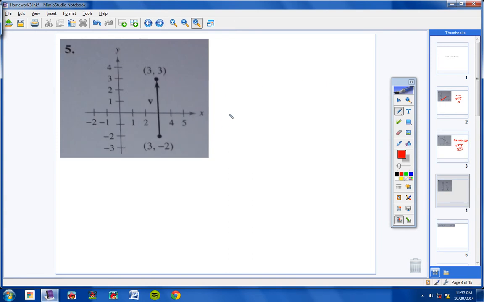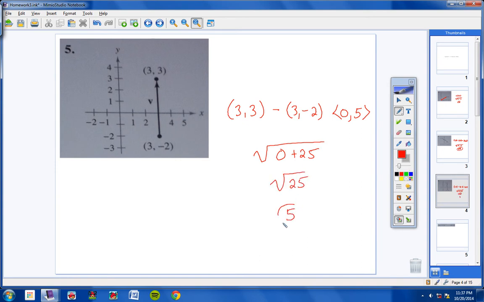Okay, your terminal point is 3, 3. And your initial point is 3, negative 2. So the component form vector would be 0, 5. Okay, because 3 minus a negative 2 would be 5. So there's component form. And then the magnitude would be, well, you square the 0, square the 5, square root of 25, which of course is 5. Okay, so there we go. Moving on to number 7.